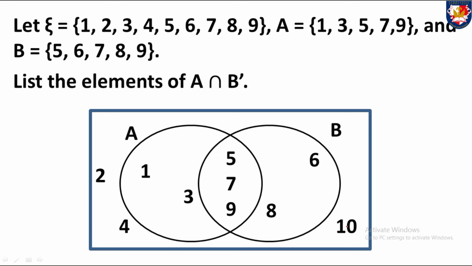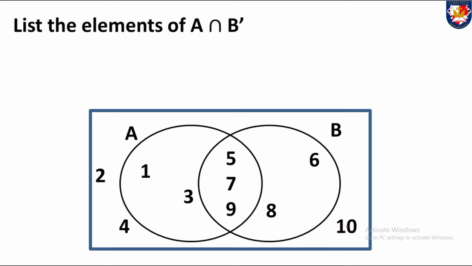So we put it in the region that does not belong to A and also does not belong to B. Now, we are going to list the elements of A intersection B complement. How do we find the elements that belong to those sets?